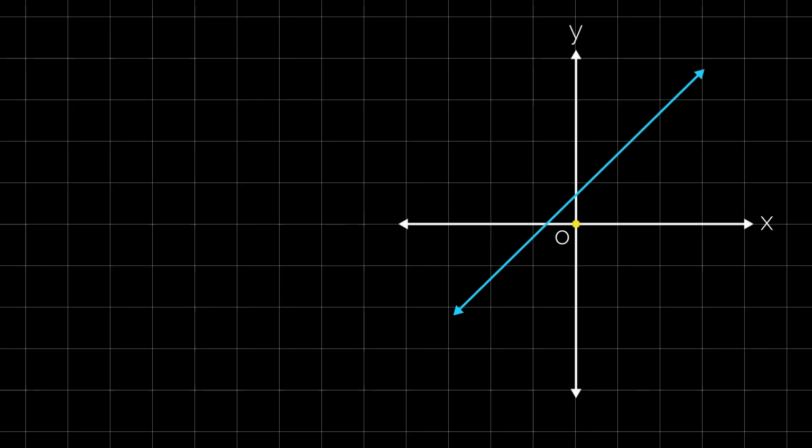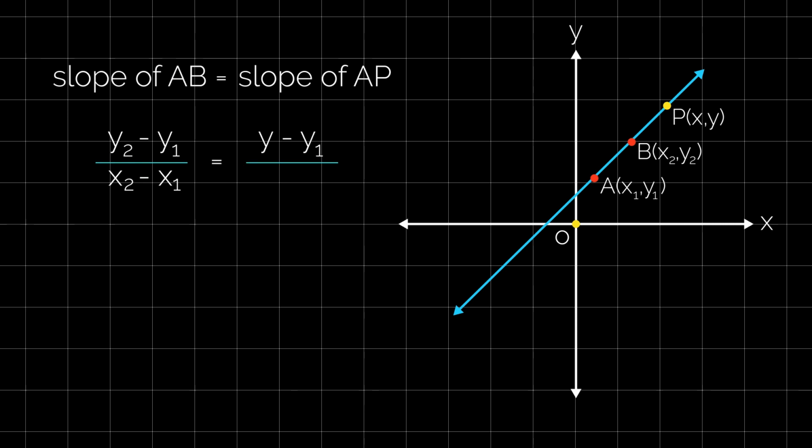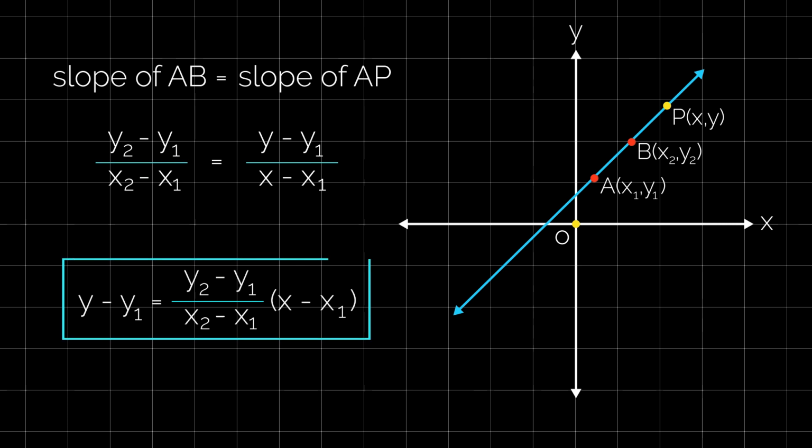Let there be a straight line passing through the points A and B, and let P be any other point on this line. As P lies on the line, so slope of AB and slope of AP are equal. Here slope of AB is (y2 minus y1) by (x2 minus x1), and slope of AP is (y minus y1) by (x minus x1). Hence, this is the required equation of line in 2-point form.